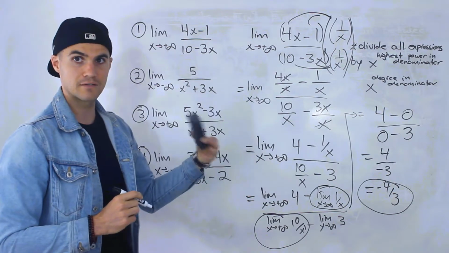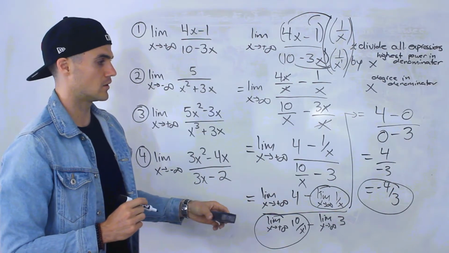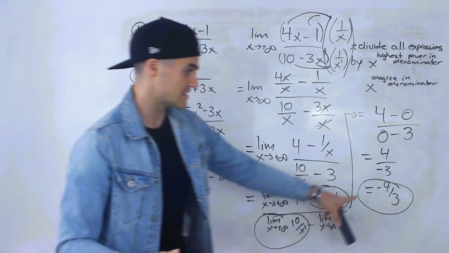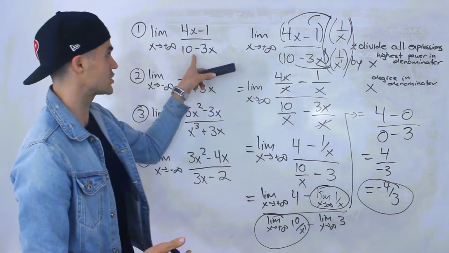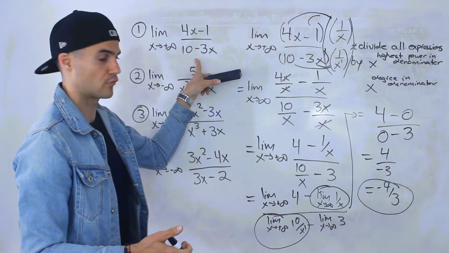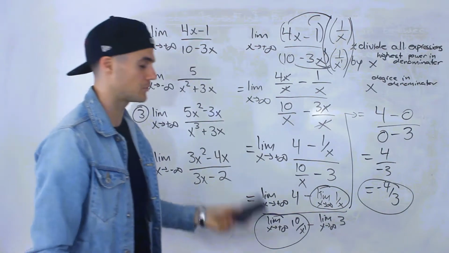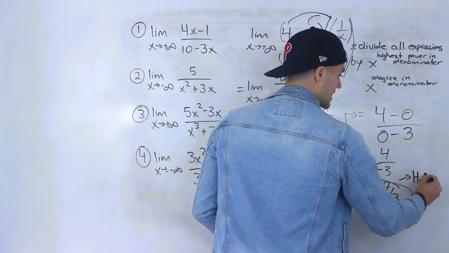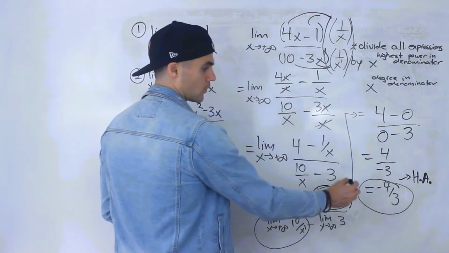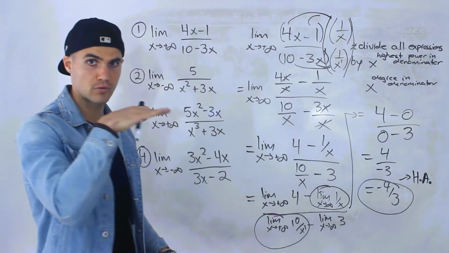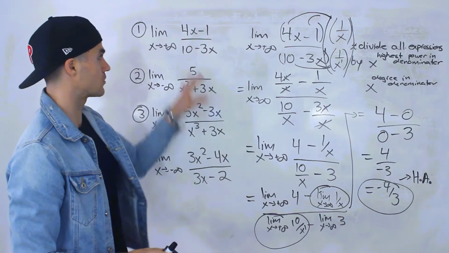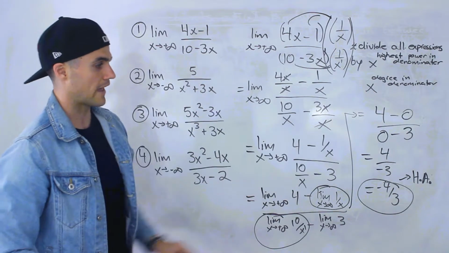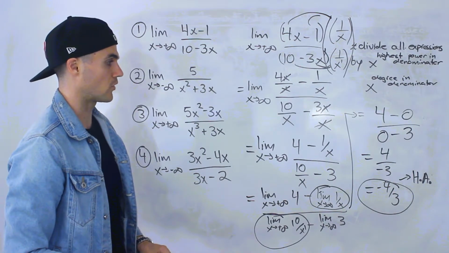And remember, limits at infinity, what do they deal with graphically? They deal with horizontal asymptotes. So this negative 4 over 3 is actually going to be the horizontal asymptote for this function. We're going to talk about that more when we get into curve sketching. But in case they ask in a question, this y equals negative 4 over 3, that horizontal line is the horizontal asymptote for that function. So the answer is negative 4 over 3.